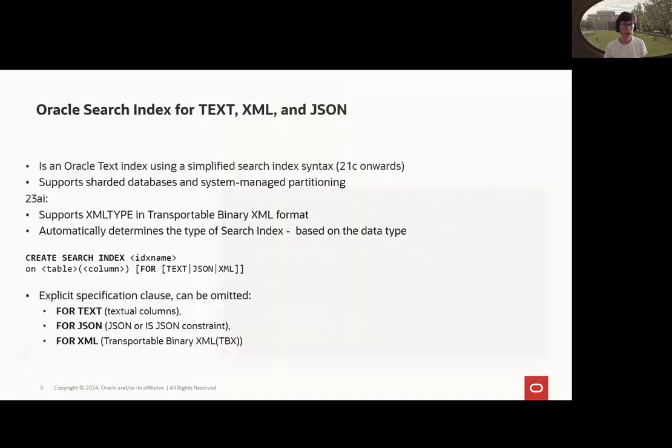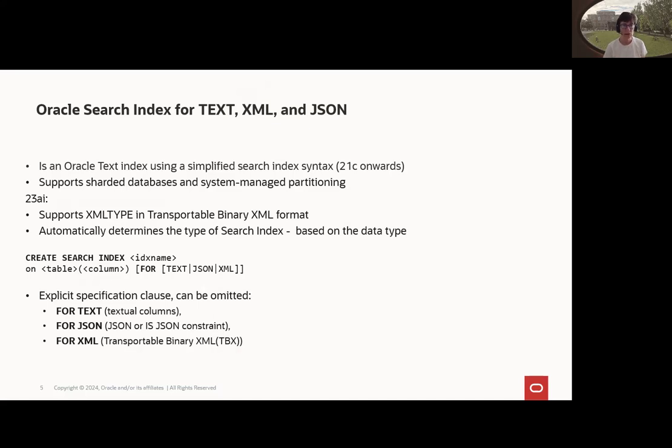So what else is now new? Oracle Search Index for text, XML, and JSON. We have had search indexes since 21c onwards. They came from the JSON search index, and they support sharded databases and system-managed partitioning. In 23ai, it supports also the XML type, but in its new format, transportable binary XML. That's a new storage format in 23ai.